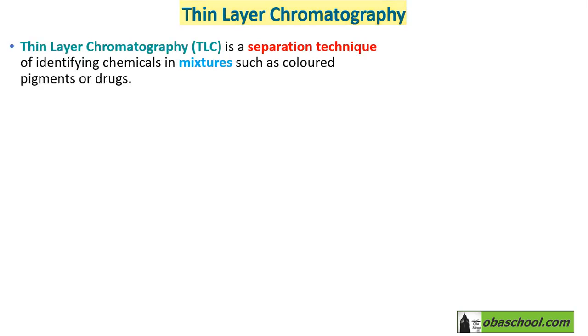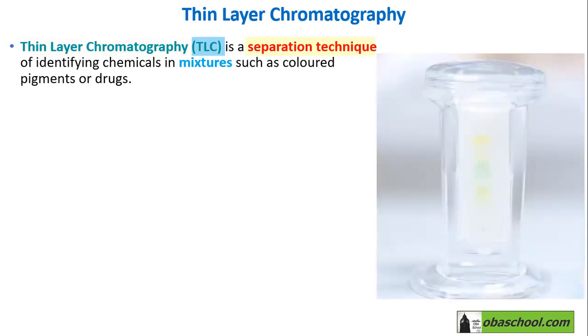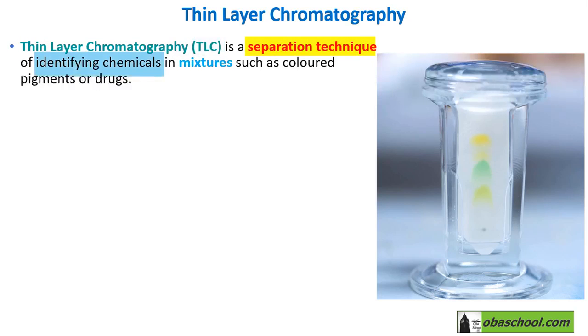Let's remember together what thin layer chromatography is. Thin layer chromatography, abbreviated TLC, is a separation technique for identifying chemicals in mixtures, such as colored pigments in dyes, or drugs.